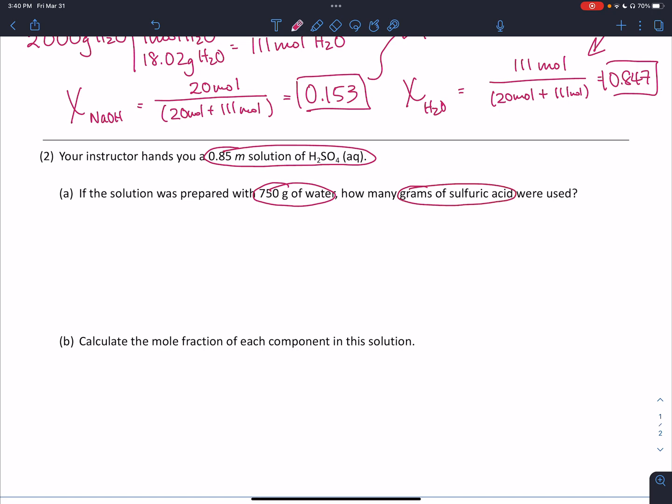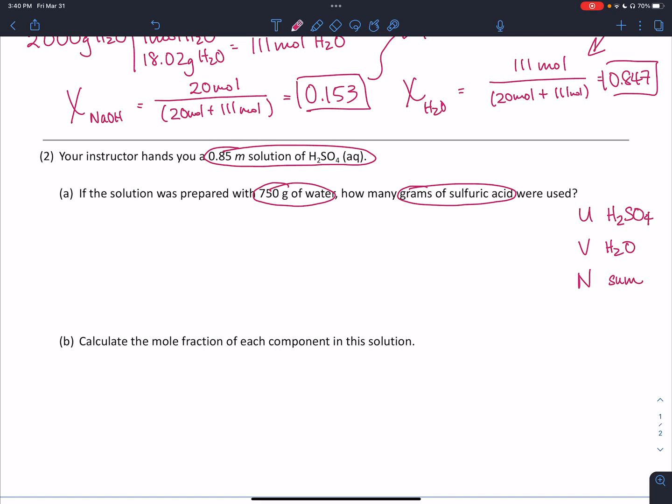All right, so again, I'm going to look at the pieces. I was told solution of H2SO4. So you always list the solute in the name of your solution. So that tells me that my solute is sulfuric acid. It was prepared using water, so that is going to be my solvent, and the two together is going to give me that solution.